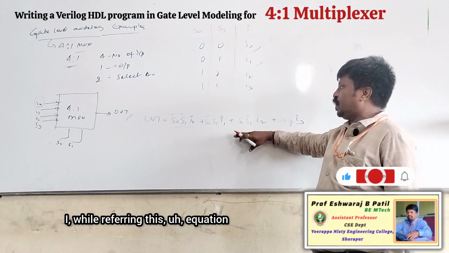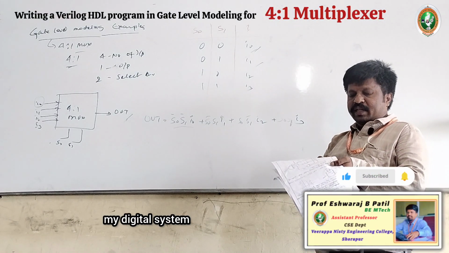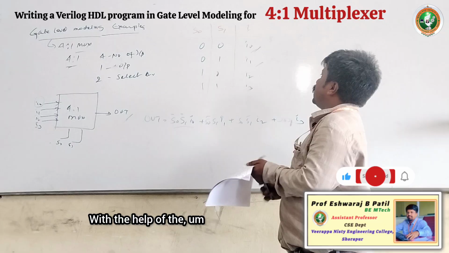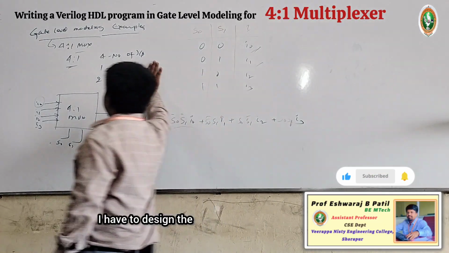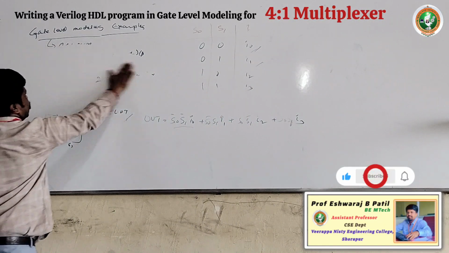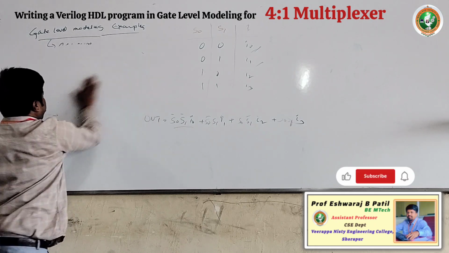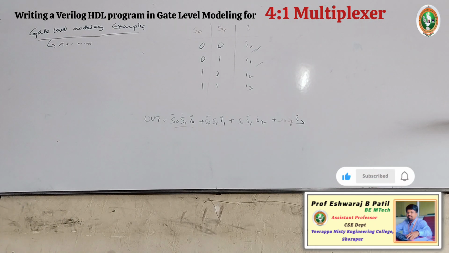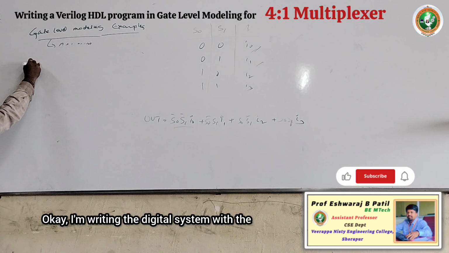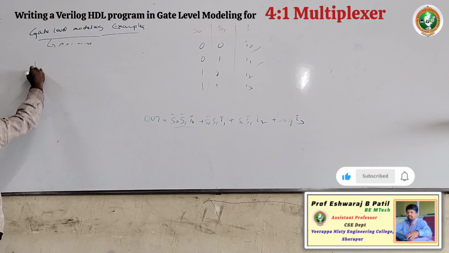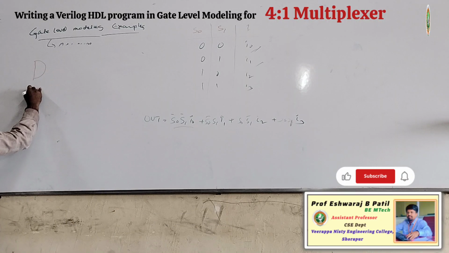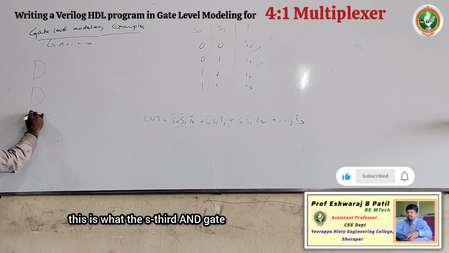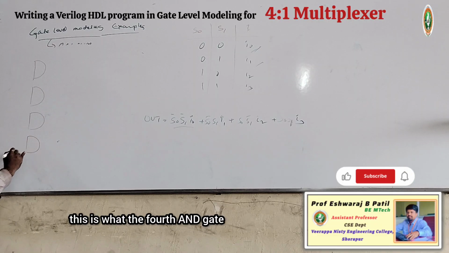While referring to this equation, I have to design my digital system with the help of the basic logic gates. I am drawing the digital system by referring to this equation. This is the first AND gate, this is the second AND gate, this is the third AND gate, and this is the fourth AND gate.